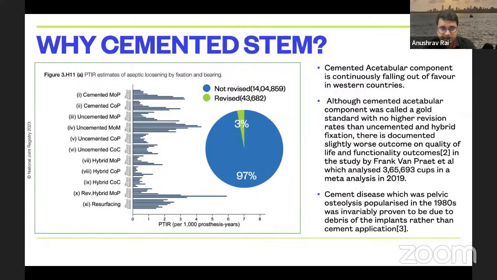No, sir, it's visible on the graph on the left-hand side. So what does the graph say? The cemented stem has the least primary revision rates.